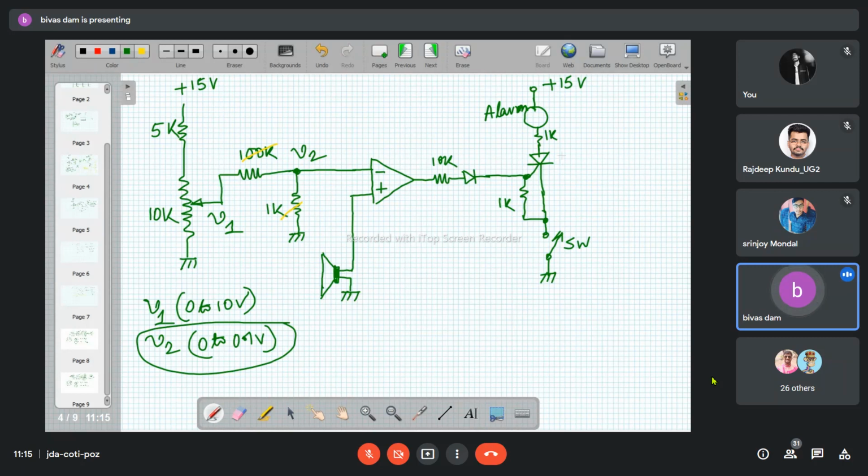So this device is that SCR. So initially what we are doing is we are closing the switch SW. But the current will not immediately start flowing from the 15 volt to the ground.